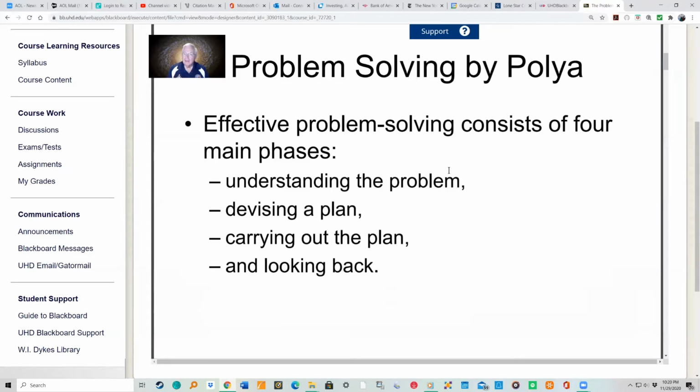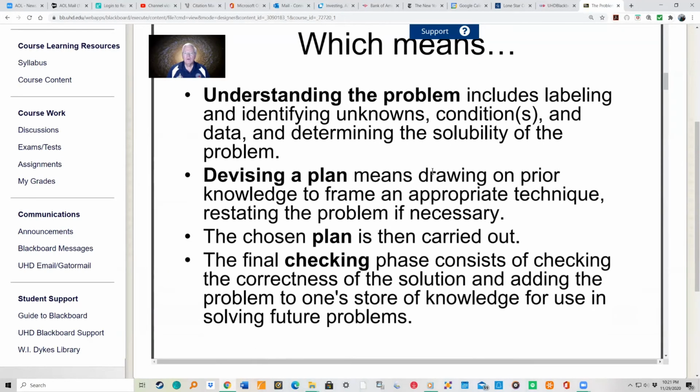But first you understand the problem, then you devise a plan to deal with the problem, then you carry out the plan, and then you look back and evaluate the effects of your work. So let's translate this into math talk a little bit. When we talk about understanding the problem, this includes labeling and identifying the unknowns, the conditions, you know, the if-then-else that you have to deal with, the starting point and end points like the horse problem had us work with, what the data was, what are the numbers, what do we understand about it?